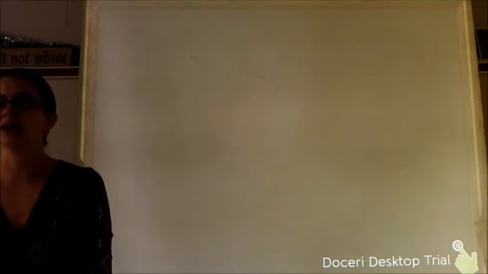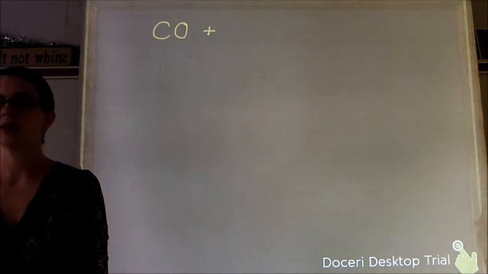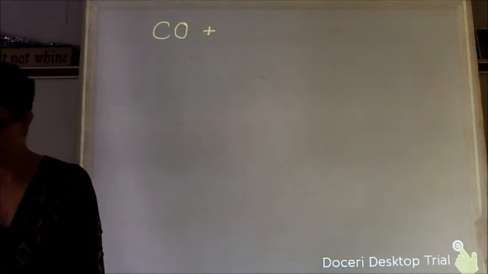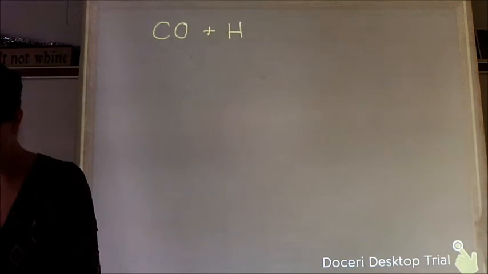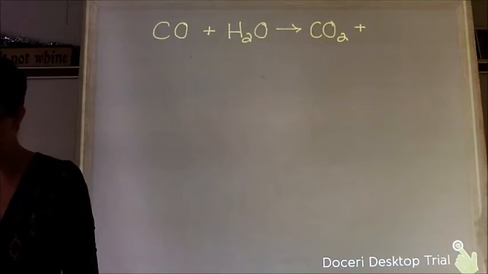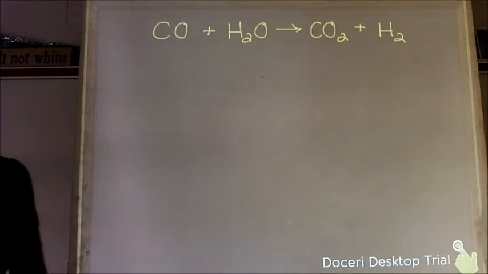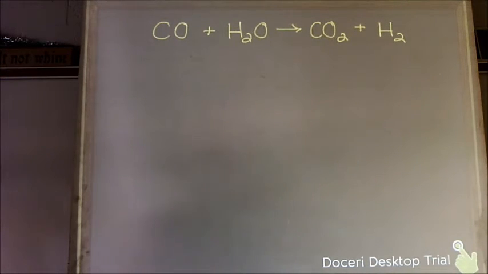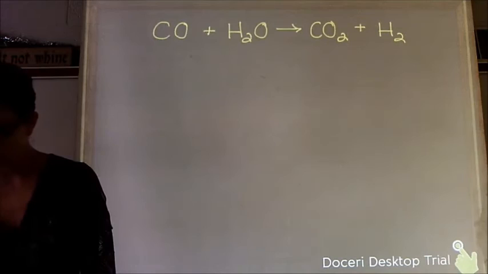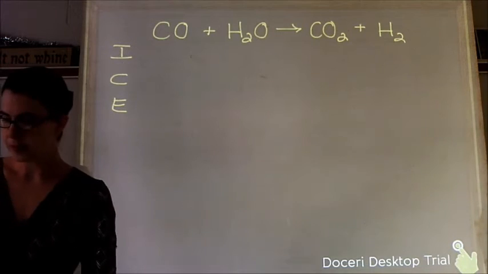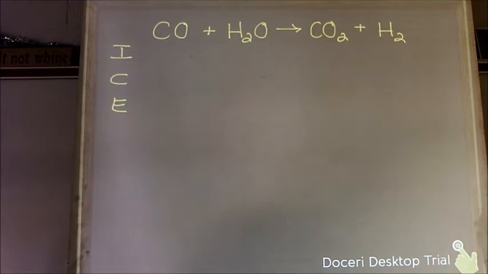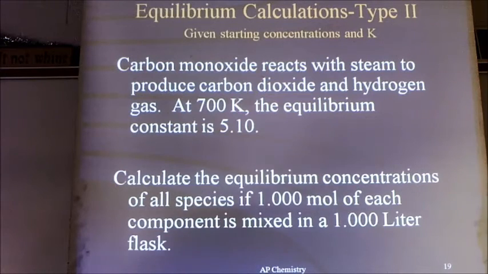Okay, carbon monoxide. Its formula, CO. Steam. Very good. Yields carbon dioxide, and how do you write hydrogen by itself? H2, very good. Balanced? Yep. Let's write out our letters. And let's go back to the original problem.